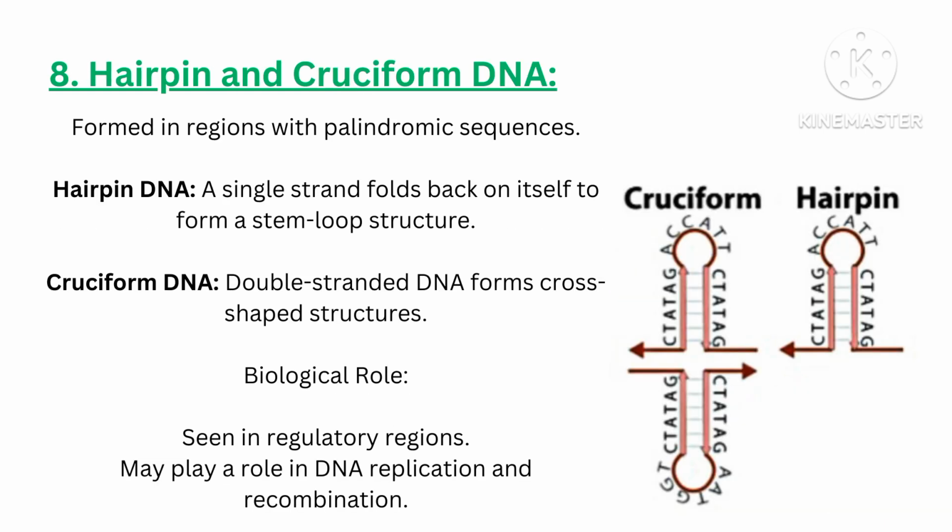8. Hairpin and cruciform DNA. Its features are: formed in regions with palindromic sequences. Hairpin DNA: a single strand folds back on itself to form a stem-loop structure. Cruciform DNA: double-stranded DNA forms cross-shaped structures. Biological role: seen in regulatory regions. May play a role in DNA replication and recombination.